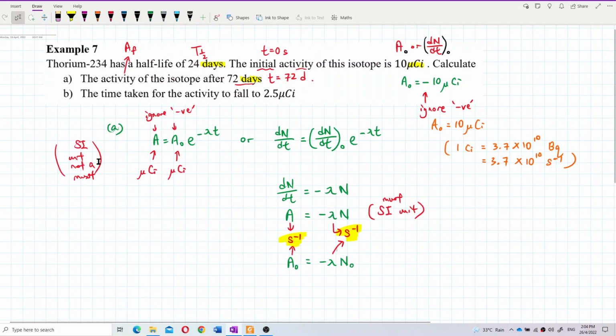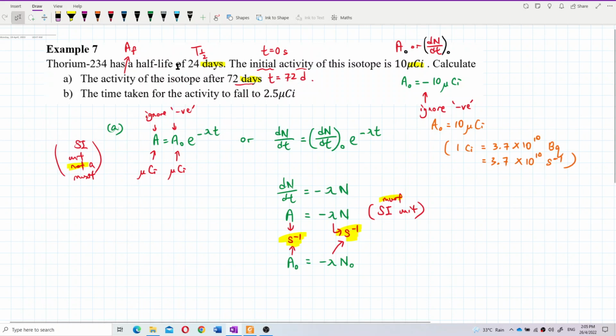No need. It's not a must. This one is not a must. This one is a must. This one is not a must. SI unit not a must. This one is a must SI unit, for activity. And also looking at the time here, our time is in days.